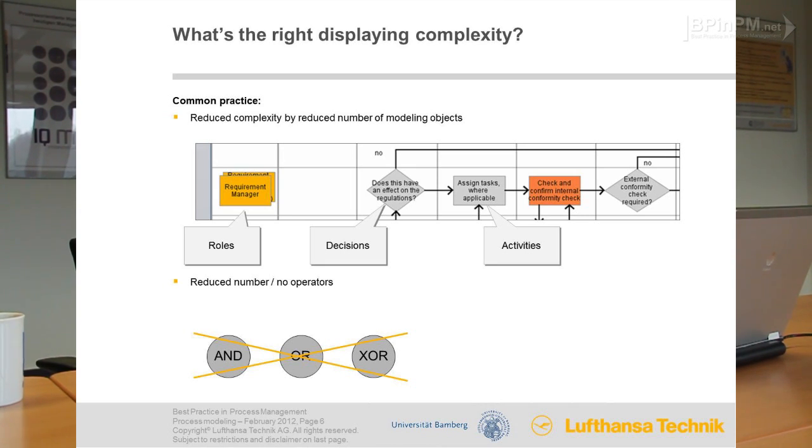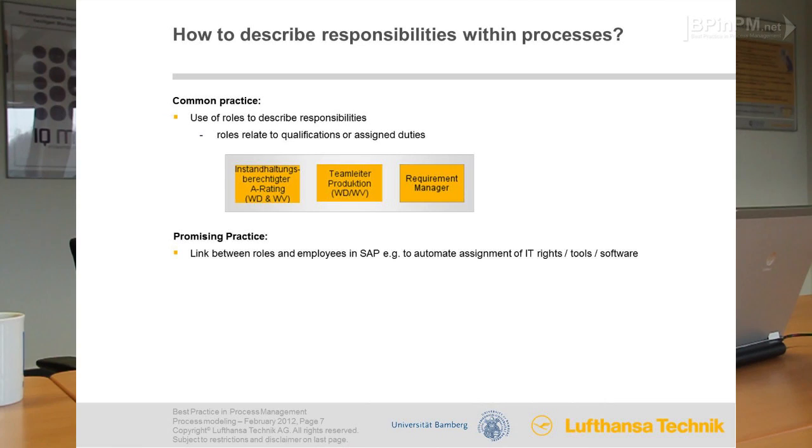We could also see that most companies reduce the number of operators they use, or even don't use operators, like AND or OR. But we could see that it wasn't really necessary to have operators to understand the processes. So just reduced complexity, easy to understand even without. Okay, so that was about the way to describe the processes. It reduced complexity. And then, what about responsibilities?